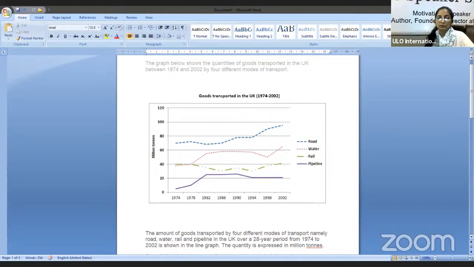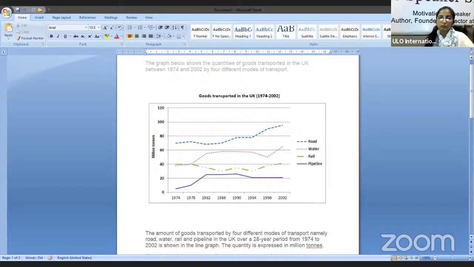Here I have used mostly the same words. I have changed only two words, but I have changed the statement. And in this, I have not started the statement with the line graph. I started with the amount of goods, and at last I have mentioned that this is the line graph. You can write like this also. It is not compulsory or mandatory to start with the line graph or the bar graph. So we can bring variations also.